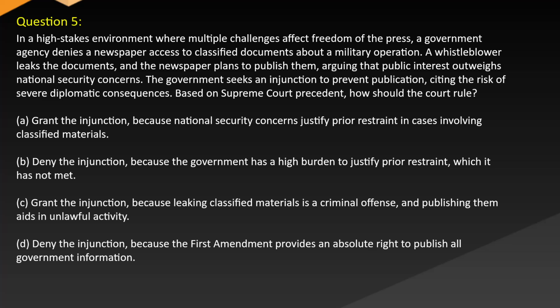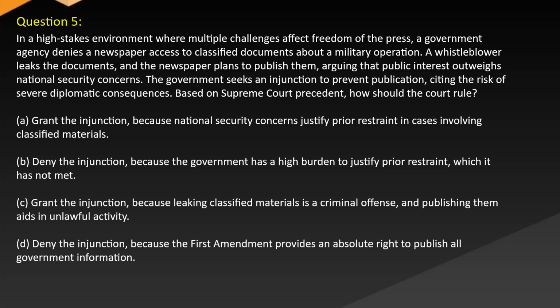Question 5. In a high-stakes environment where multiple challenges affect freedom of the press, a government agency denies a newspaper access to classified documents about a military operation. A whistleblower leaks the documents, and the newspaper plans to publish them, arguing that public interest outweighs national security concerns. The government seeks an injunction to prevent publication, citing the risk of severe diplomatic consequences. Based on Supreme Court precedent, how should the court rule?